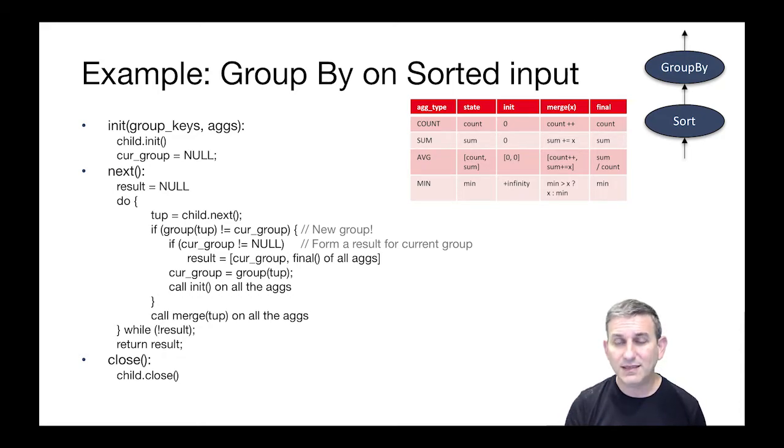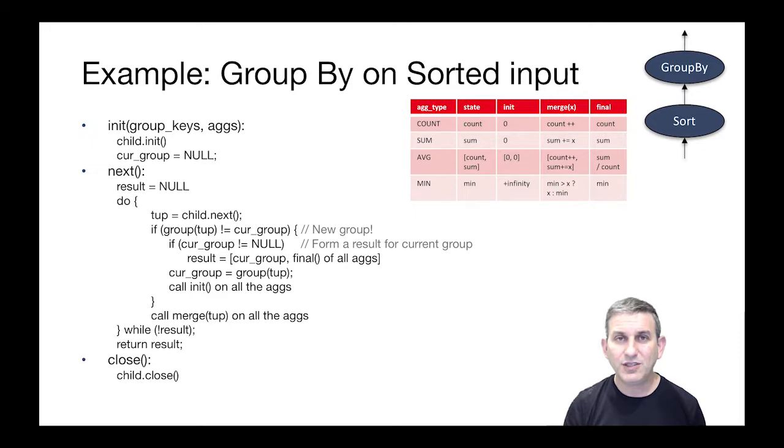Minimum has a little bit of state, just the minimum so far. It's initialized to positive infinity, okay? And then the merge function basically says if the new value x is smaller than the minimum so far, then set the minimum to x. Otherwise, keep it at minimum, and it returns the minimum at the end. So those are examples of aggregation merge functions. So now we're ready to look at the next method of the group by.